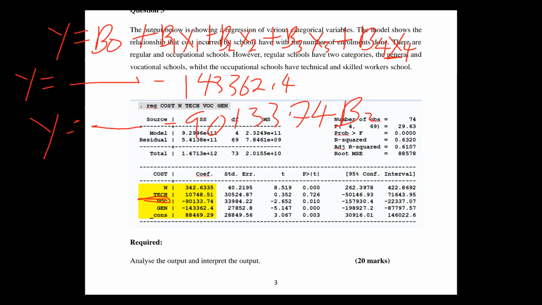So you would interpret it like this. You say, holding other factors constant, or holding other variables constant, a unit increase, where the unit you're talking about is the number of students, the number of enrollments. So an additional enrollment in vocational schools will reduce the total cost by 90,133.74 kwacha. Is that clear?